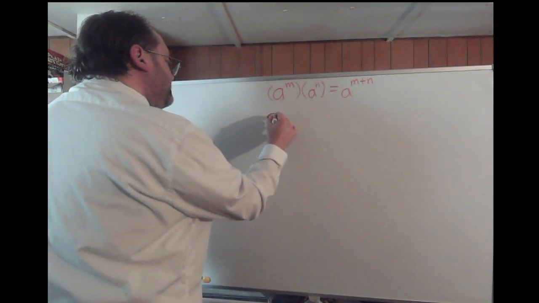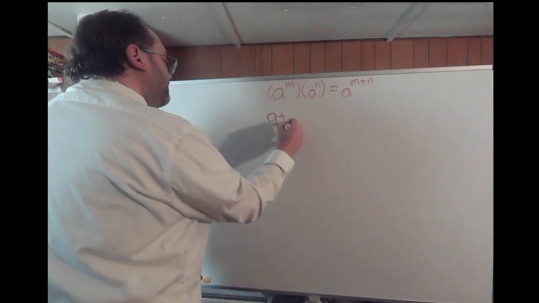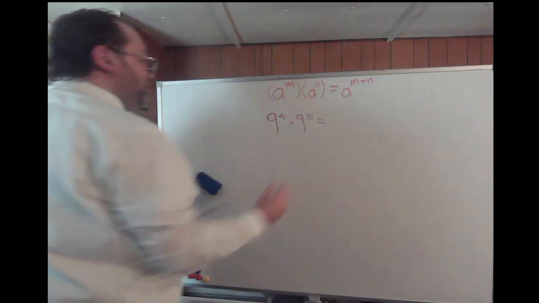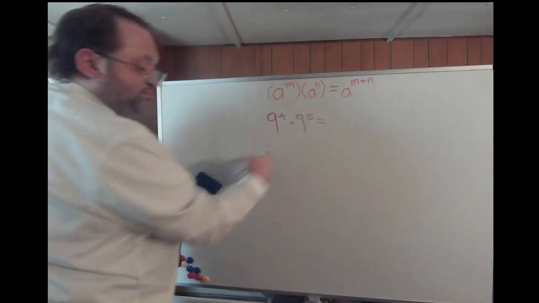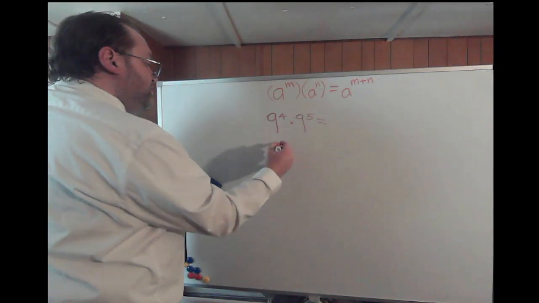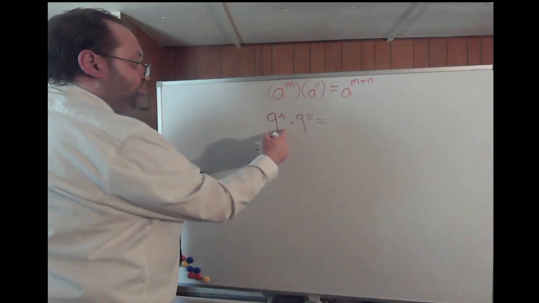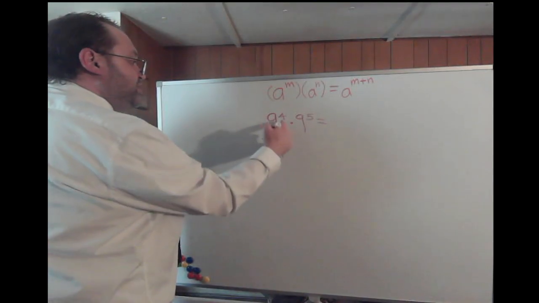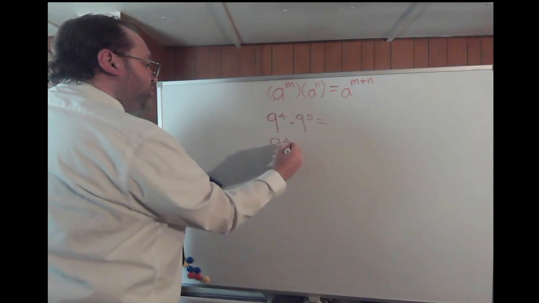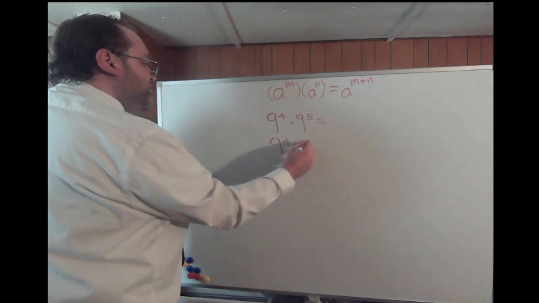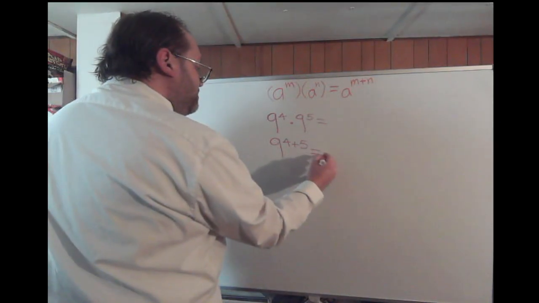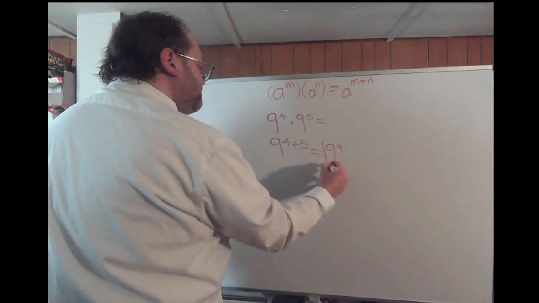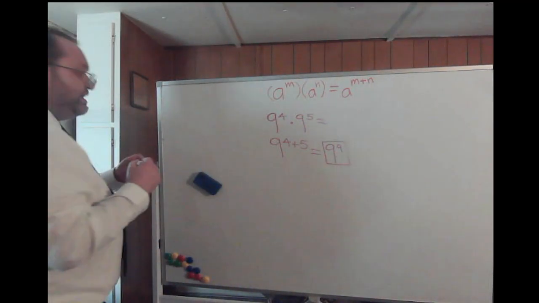Alright, let's see. We have 9 to the 4th times 9 to the 5th. Well, we've established they're both the same base. Both of them have base 9. Since we're multiplying these two expressions, you're going to have the base 9 still. You'll just add the powers, so you'll have 4 plus 5. You'll have 9 to the 4 plus 5 power, which is 9, so your answer would be 9 to the 9th power.